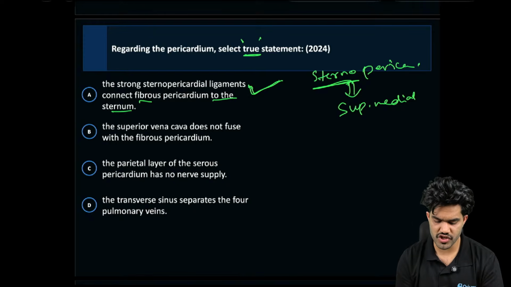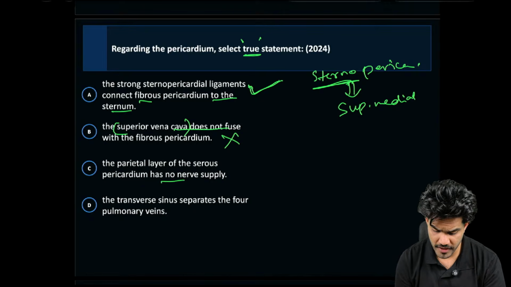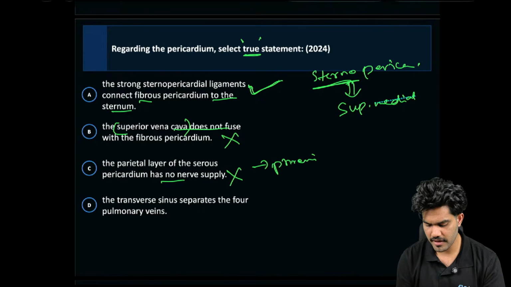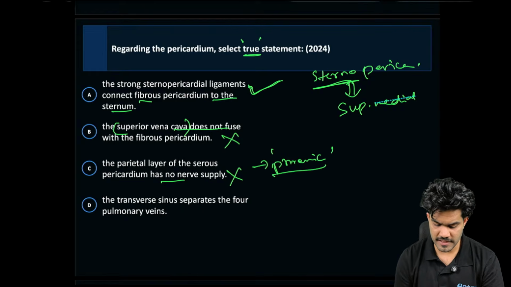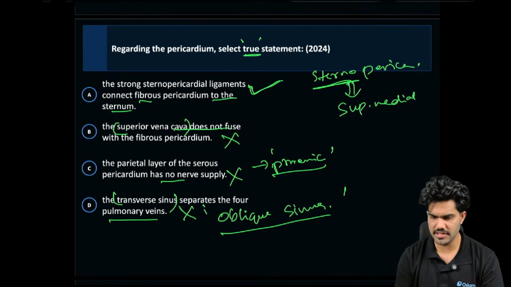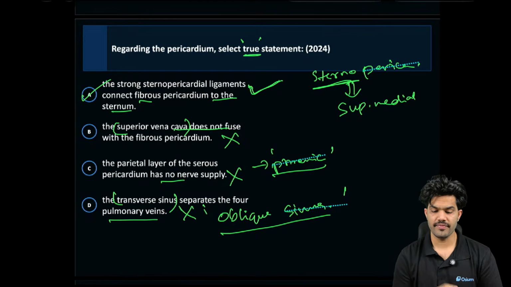The superior vena cava does not fuse with the fibrous pericardium. No, it fuses. Superior vena cava fuses with the fibrous pericardium. The parietal layer of serous pericardium has no nerve supply. Wrong answer. It has nerve supply, which will be phrenic nerve. Okay, mostly phrenic nerve. Now, the transverse sinus separates the 4 pulmonary veins. No, transverse sinus will not separate. Who separates? Oblique sinus will separate. If you see the differentiation between oblique and transverse sinus, you might know. So the answer will be A.